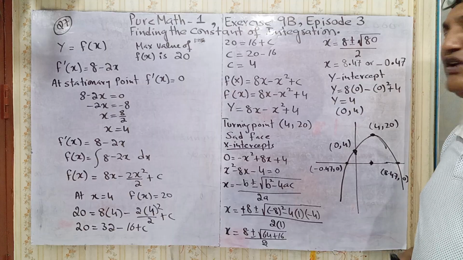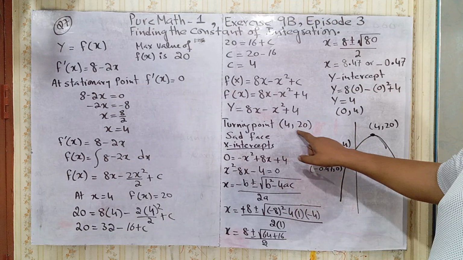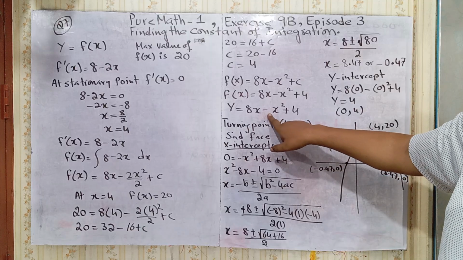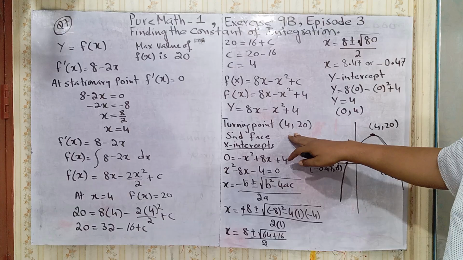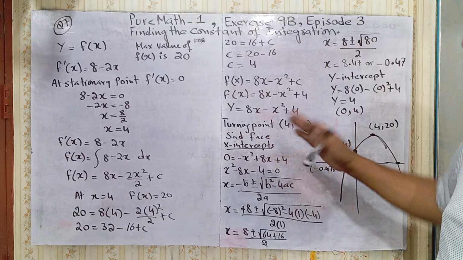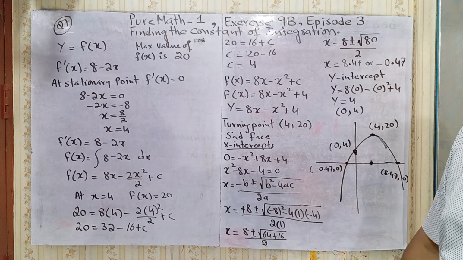So we know that the turning point of this curve, this function, is at 4 comma 20, because here the coefficient of x square is negative, so it's a sad face. Now because he wants me to draw that graph, I already know the turning point of this curve, and I know it's a sad face because x square is negative. So I will find the x-intercepts.